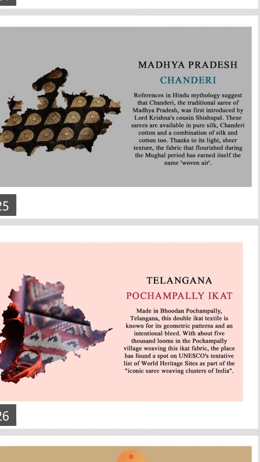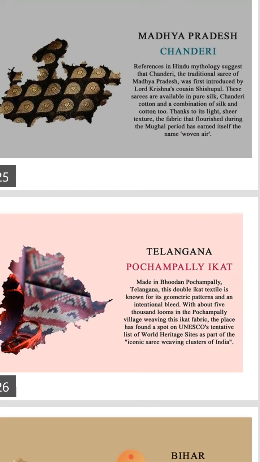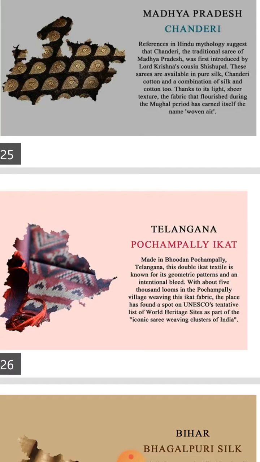Next, moving to the state of Madhya Pradesh, the fabric is Chanderi. References in Hindu mythology suggest that the Chanderi, the traditional sari of Madhya Pradesh, was first introduced by Lord Krishna's cousin Shishupal. These saris are available in pure silk, Chanderi cotton, and a combination of silk and cotton too, thanks to the light and sheer texture.